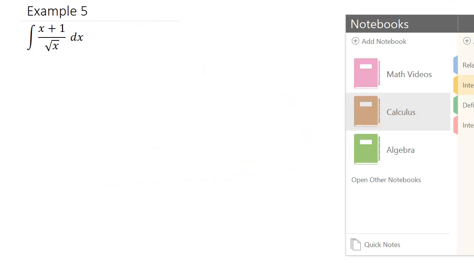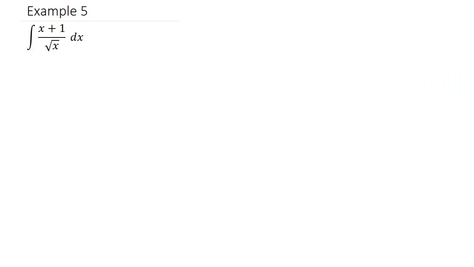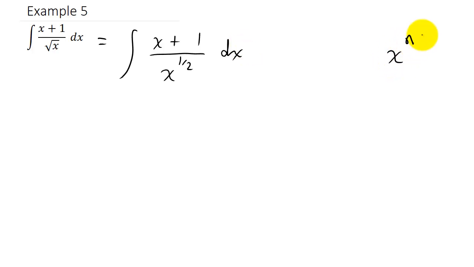Alright, so let's take a look at one more. So how about this one? Alright, so first thing that I'm going to do, I'm going to have to do a couple of things to this before I can integrate it. So first thing I'm going to do is I've got x plus 1 over, and I'm going to rewrite the square root of x as x to the 1/2. Now, remember, we have to get everything looking like x raised to a power.